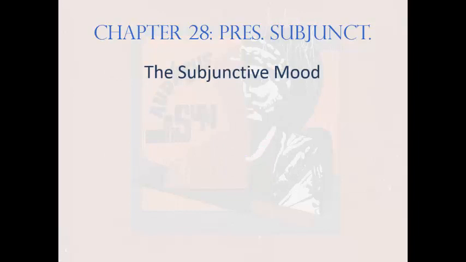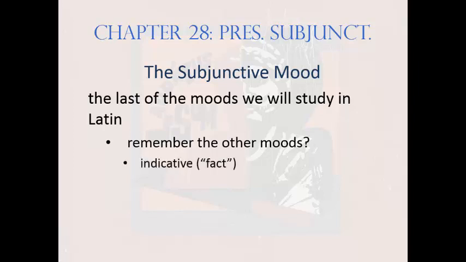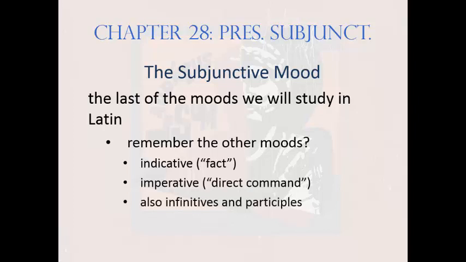The subjunctive mood is the last of the moods left in Latin to cover. It's distinct from, well, do you remember the other moods? What's the mood of fact? The indicative. And the mood of command? The imperative. And all three of those moods are also distinct from infinitives and participles. In other words, a verb can be indicative, or imperative, or an infinitive, or a participle, or now subjunctive, but it can't be two of any of those.